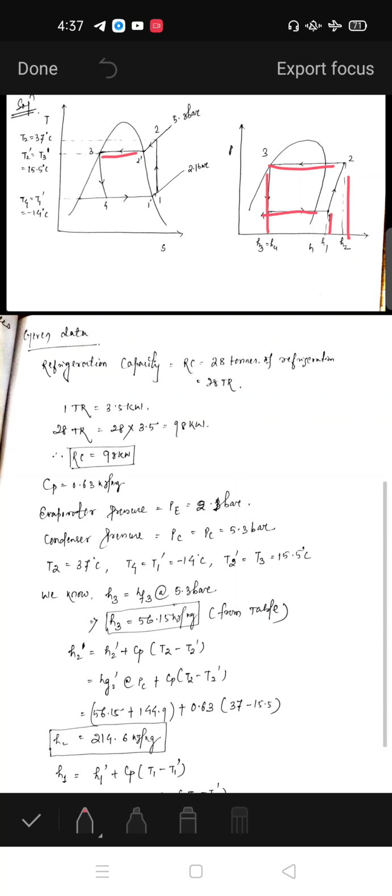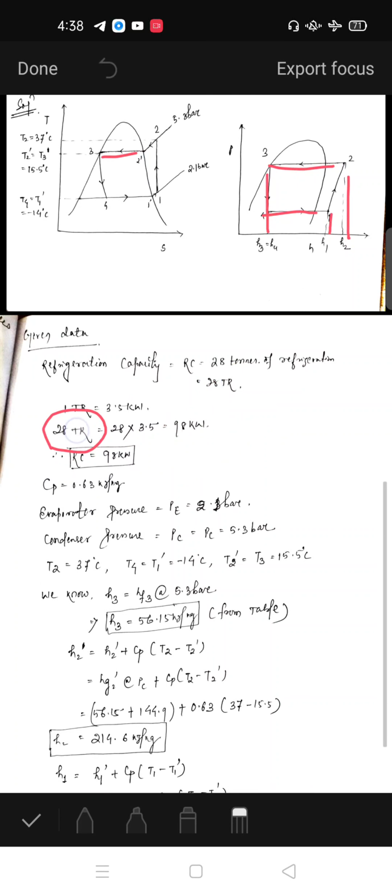So what are the given data? The refrigeration capacity is 28 tons of refrigeration, that is 28 TR. Students, you know the value of 1 TR: 1 ton of refrigeration is 3.5 kilowatt. So you can find 28 tons of refrigeration, that is 28 into 3.5, that is 98 kilowatt. So this is your refrigeration capacity.